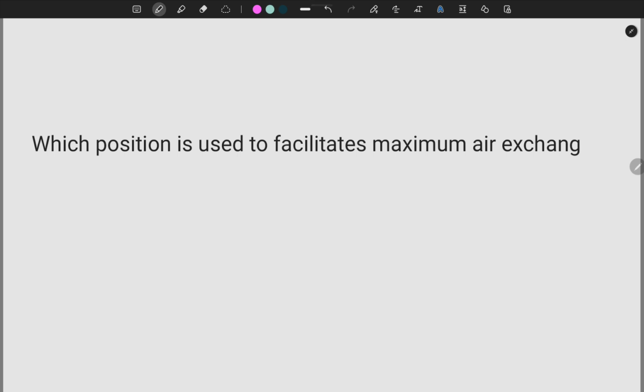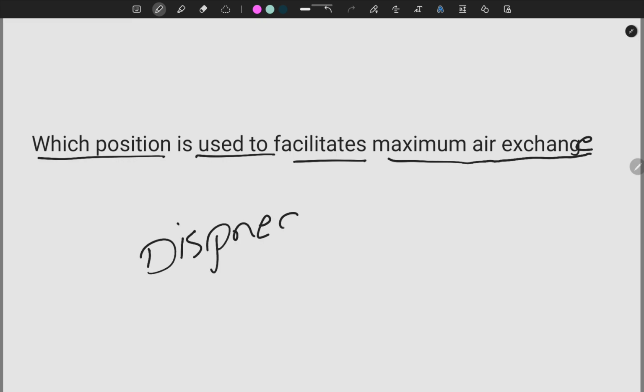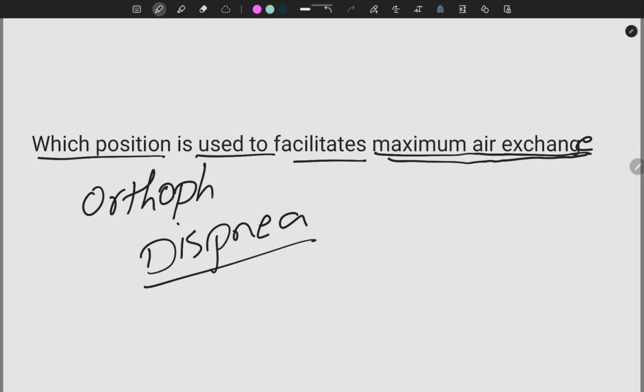So the next question is, which position is used to facilitate maximum air exchange? When the person has dyspnea, as a nurse, which position would you prefer to have maximum air exchange? So the right option is the orthopneic position.